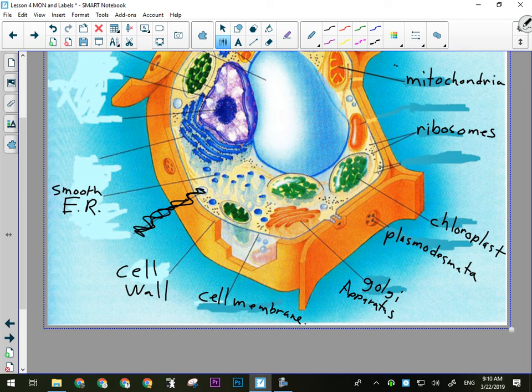If you were to consume, let's say, alcohol, for example, the smooth ER is the organelle that is responsible for metabolizing that and breaking it down into something else. Now, does it mean that what it breaks it down into isn't harmful? No. That stuff it breaks it down into is just able to get out of your body. Does it make you sick? Yes. Does it give you a headache? Yes. It does all of that stuff.